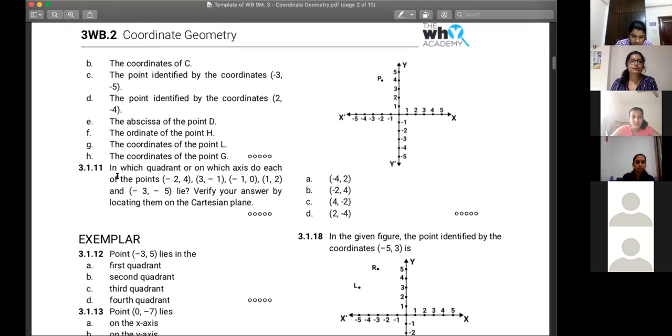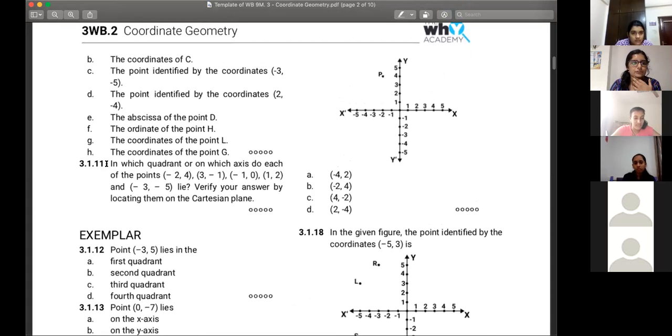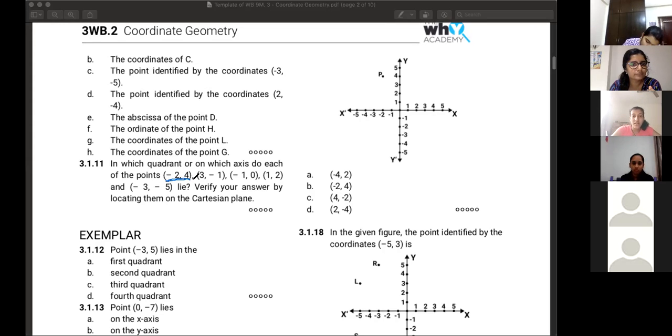Okay. So 3.1.11. Samriddhi, your turn. In which quadrant or on which axis do these points lie? So -2 and 4, which quadrant does it lie in? Ma'am, second quadrant. Second is right, correct.